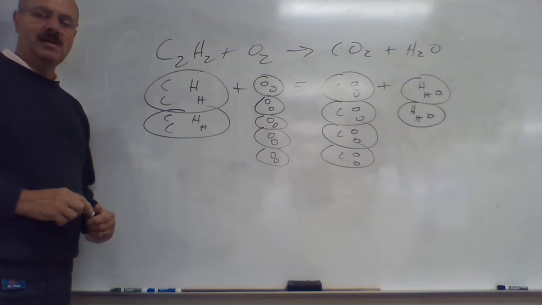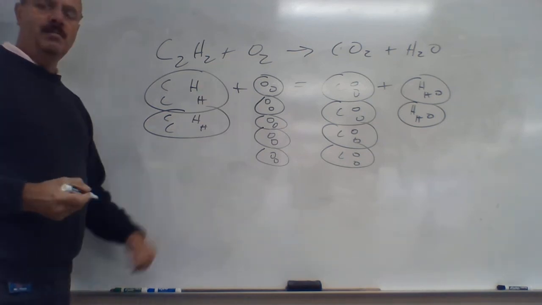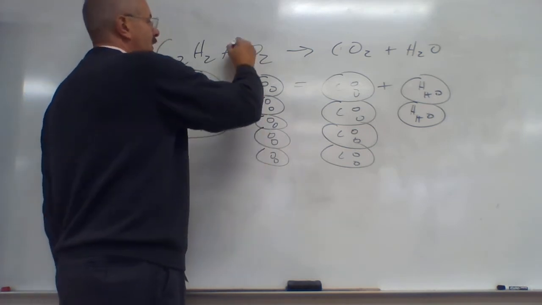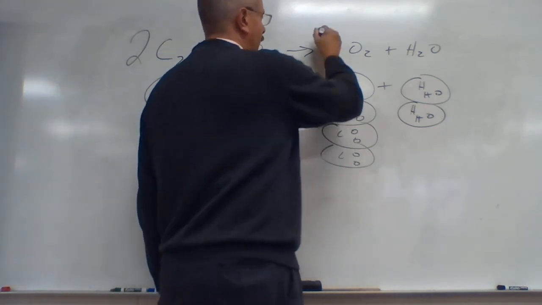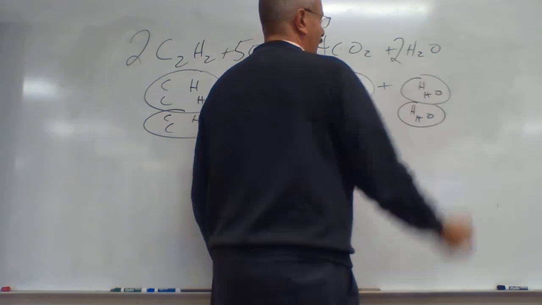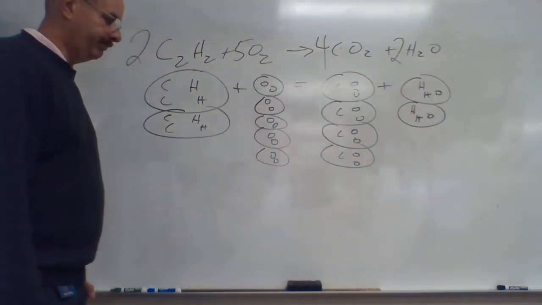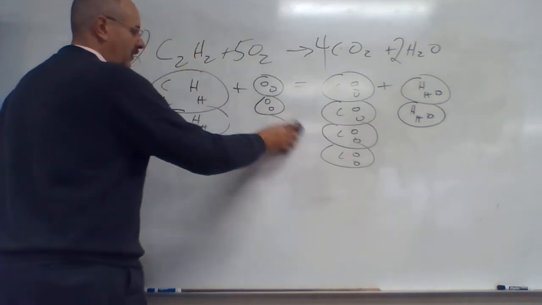Now, if you remember in the terms, we talked about molecules. So I'm going to put my number of molecules. There's 2, there's 5, 4 molecules, and 2 molecules. So those big numbers out in front tell me how many molecules there are of each one. All right, on to the next one.